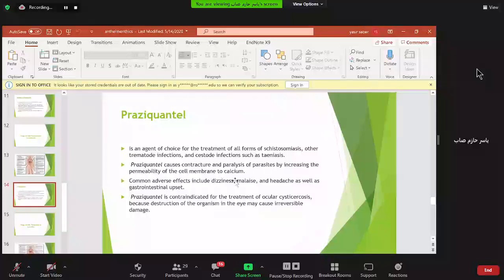Praziquantel is contraindicated in the treatment of ocular cysticercosis because the destruction of the organism in the eye may cause irreversible damage. We are killing this organism that is present in the ocular system or ocular area. It can cause irreversible damage to the eye.